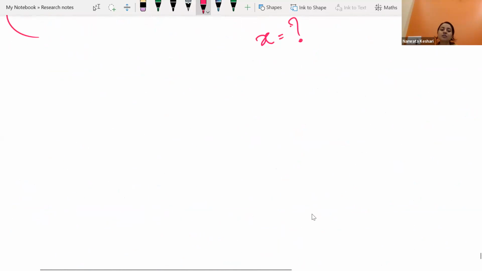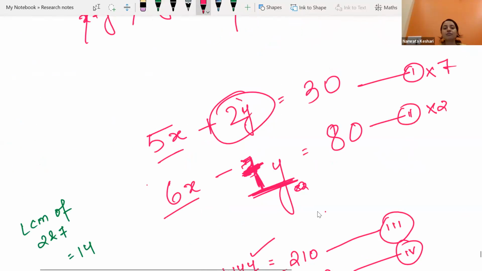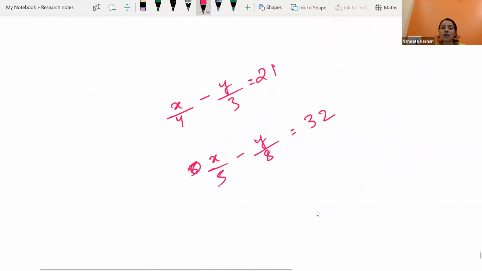Now, if you have this type of equation, that x by 4 minus y by 3 is equal to 21, and here also something like that, maybe x by 5 minus y by 8 is equal to whatever, I would suggest first eliminate the denominator. Remove the denominator, because with the denominator it can create confusion. So remove it by taking the LCM and make it a proper equation like all the examples we have taken till now, and then start thinking.